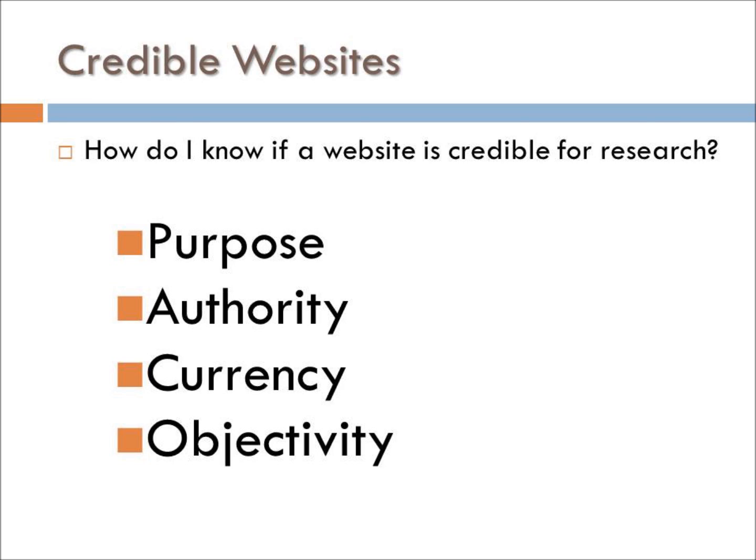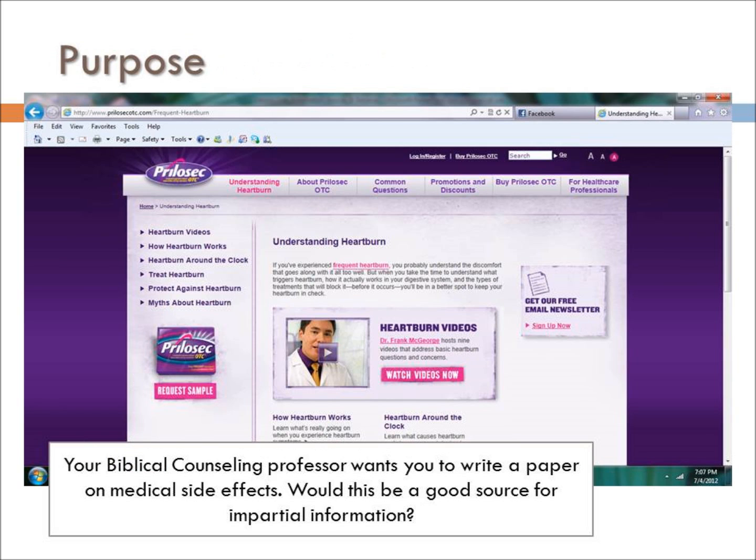We're going to use the internet for our studies here at Arlington Baptist College, so let's make sure that we're using credible websites, and we need to figure out how to identify whether a website is credible or not. There are 4 things that we're going to look at. We're going to look at the purpose of the website, the authority of the website, the currency of the website, and the objectivity of the website.